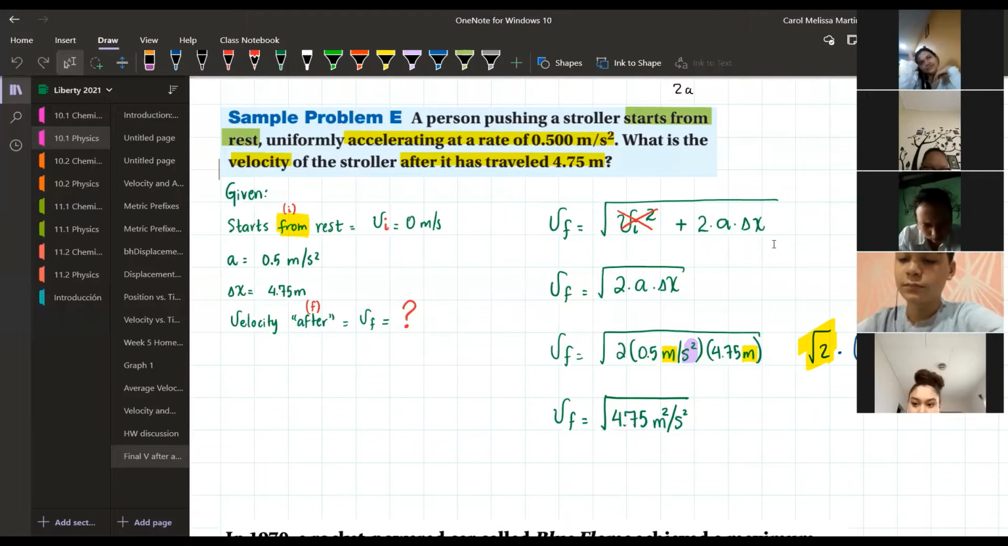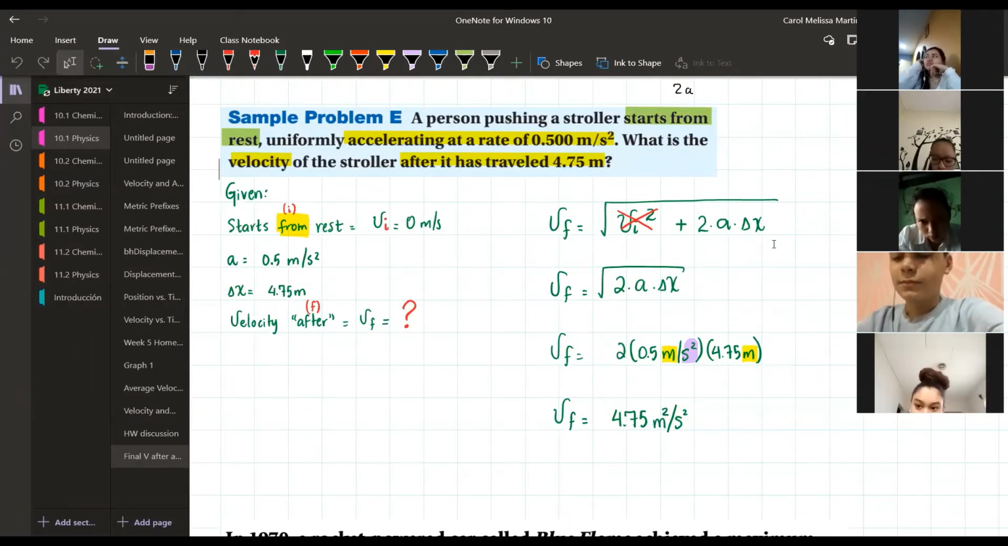I still got... Did you get the 4.75 now? No. Just forget the square root, okay? Imagine you don't have a square root over there. Just pretend. Did you get the answer now?